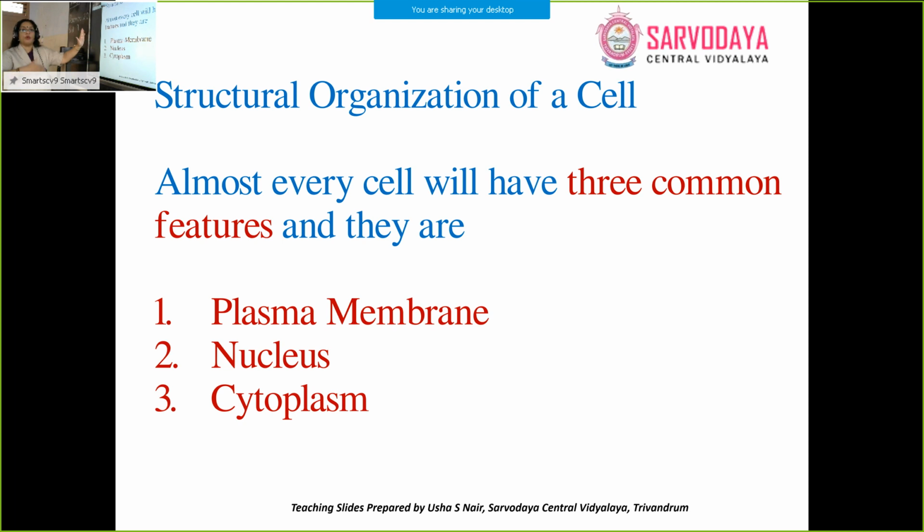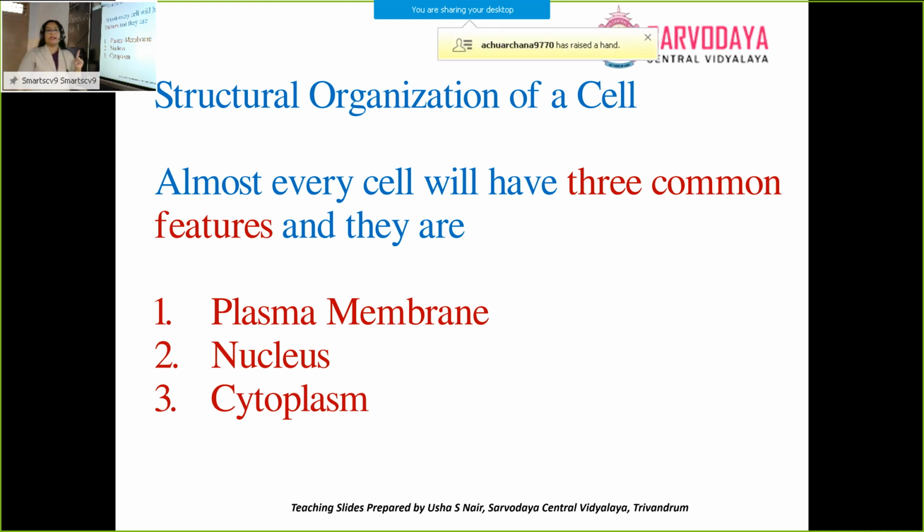For the next class, we'll be learning that almost every cell has three common features. This is also not new for you. That is the plasma membrane, the nucleus, and the cytoplasm. We'll be doing that in further detail in the next class, but I just want to give you a nutshell. Plasma membrane, you know that it is the outer covering, found in both plant cell and animal cell.